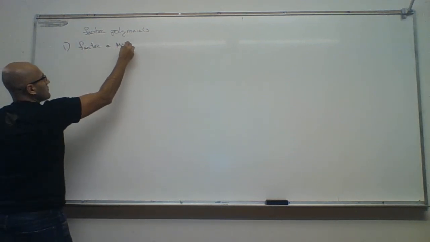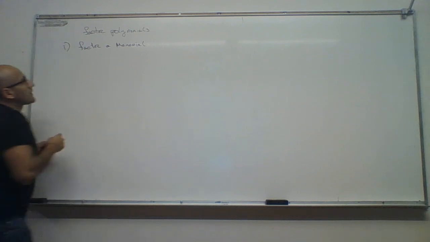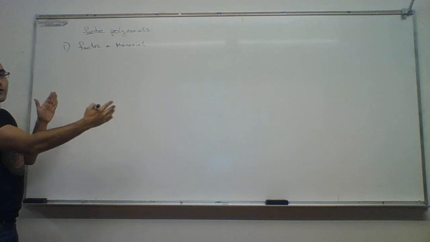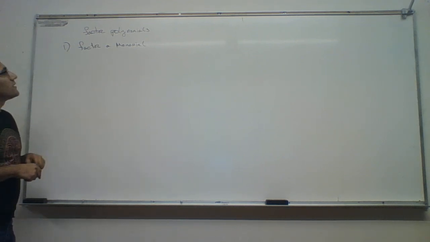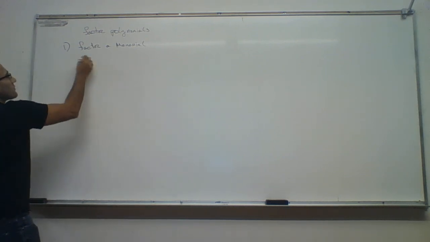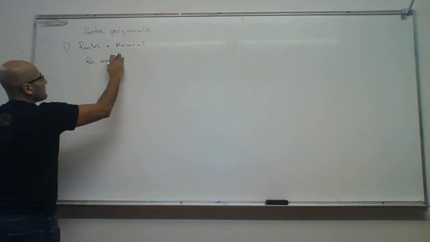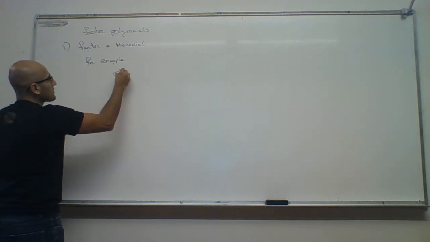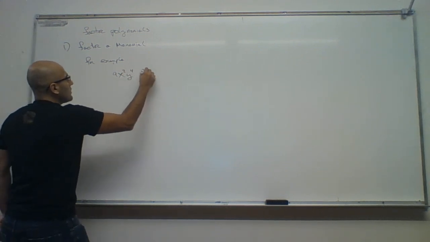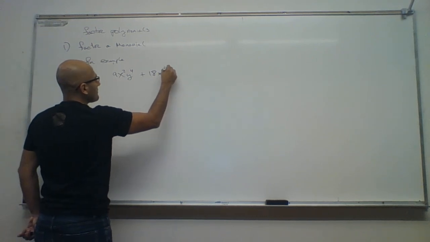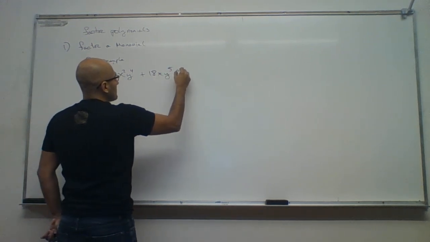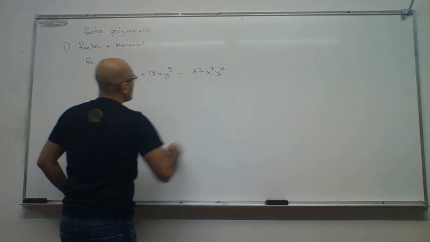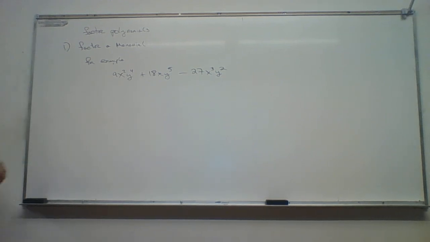Factor a monomial. What does that mean? We're going to look at our polynomial and determine if there is a common factor to all the terms that can be factored out and simplified in an easy manner. For example, let's say we had 9x squared y to the 4th power plus 18x y to the 5th power minus 27x to the 3rd power y squared. We had that ugly, nasty thing, and they told us to factor that.